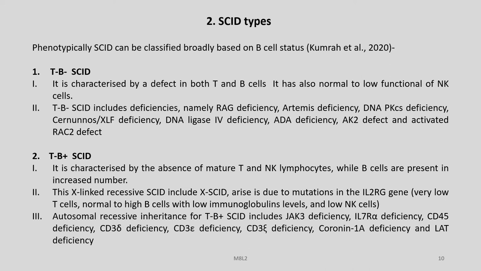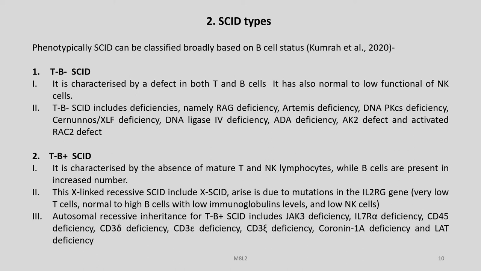What are the various types of SCID? Phenotypically, it can be classified broadly based on B cell status. T minus B minus SCID is characterized by a defect in both T and B cells. There are also normal to low functional levels of NK cells. T minus B minus SCID includes deficiencies, namely RAG deficiency, Artemis deficiency, DNA ligase deficiency, Cernunnos XLF deficiency, DNA ligase 4 deficiency, and AK2 defect.